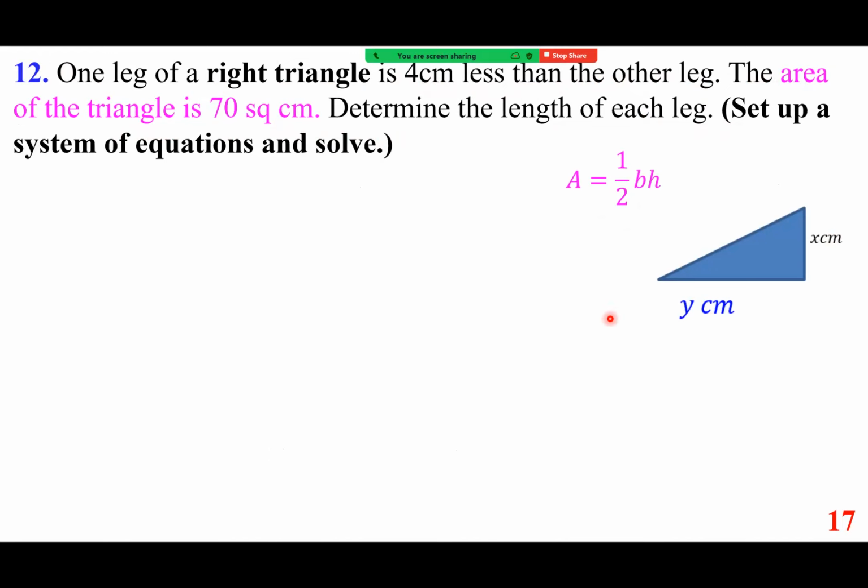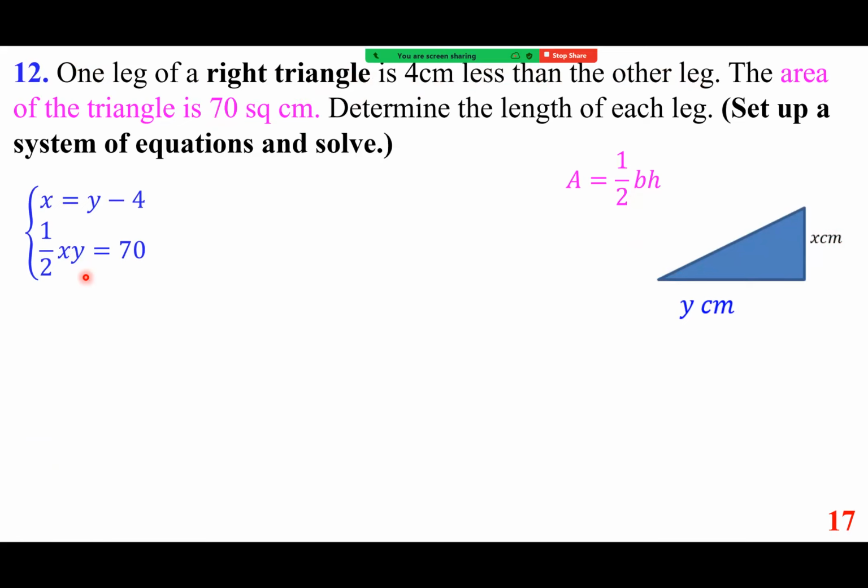As you know, with the right triangle, the legs, one of them is the base, one of them is the height. Okay. So one leg is 4 centimeters less. I look at the very first sentence, X seems to be smaller. So X is Y minus 4. And then the area, 1/2 base times the height, 1/2 X times Y is 70. So I hope everybody can see the two equations. This is the first one, and this is the area.